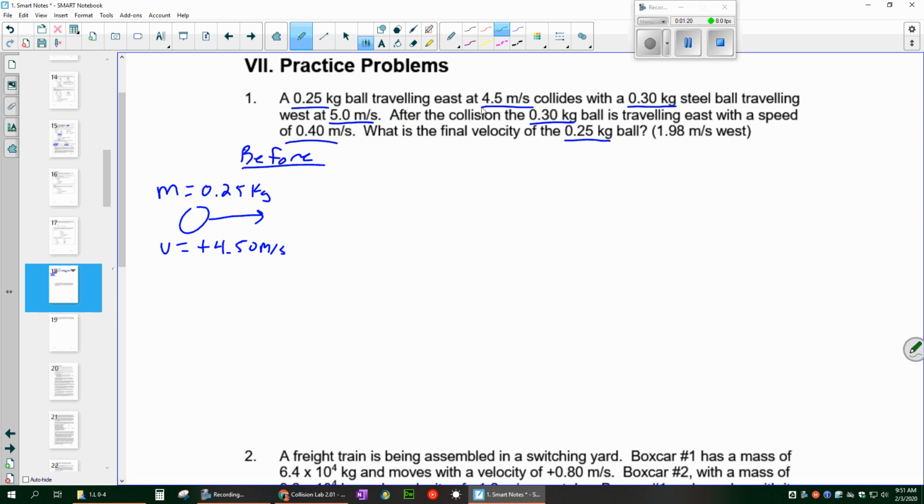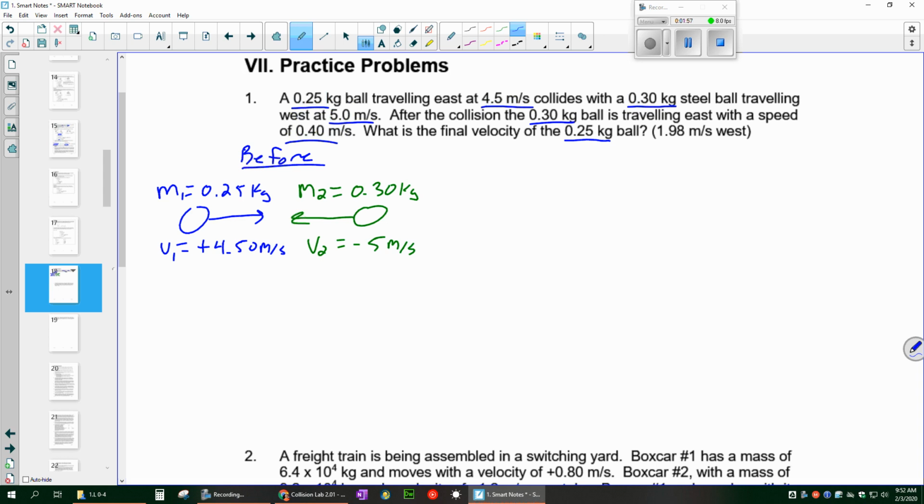Right, and then the other one, we had a different ball, and it's going the other way. Oh, sorry, I should label those 1 and 2. So mass 2 is going to be 0.30 kilograms, and V2 is going to be negative 5 meters per second. Here, this should be an M1 and V1. Okay, so there's our picture before.